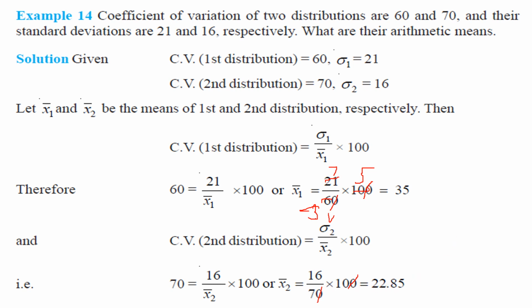Okay, my children. Here we get 160 by 7. So divide 160 by 7. What will you get here? 22.85. Okay, my children. Understood this step? Right.